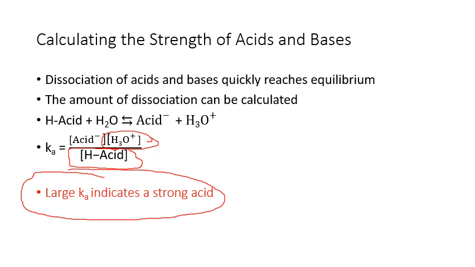And the larger that Ka is, the more likely you are to have H3O, or the more likely you are to be on this side of the equation versus the side over here with the H acid still attached. So if you have a very small Ka, then you have a lot of H acid still present, and you're a weak acid, versus if you have a large Ka, you're a strong acid.